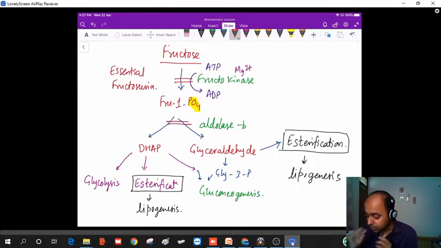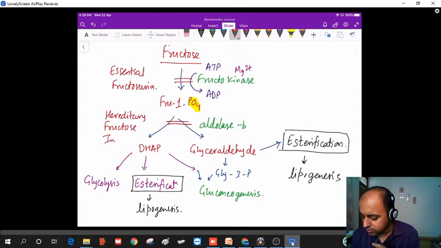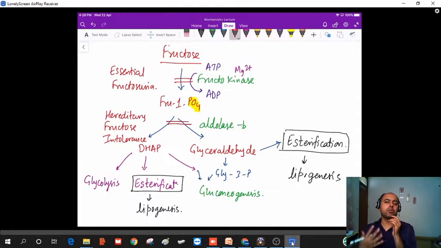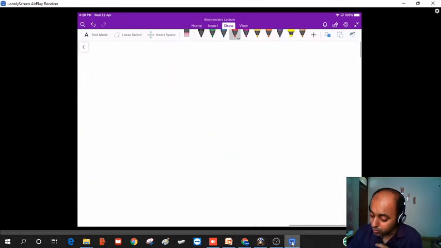In some individuals, aldolase B is absent. When aldolase B is absent, fructose 1-phosphate cannot be metabolized further. The condition is known as hereditary fructose intolerance. In this condition, there are signs and symptoms of the CNS, neurological signs and symptoms. There will be vomiting, lethargy, poor feeding, all of these signs and symptoms will be there in hereditary fructose intolerance. So two enzyme deficiencies can be there, giving rise to essential fructosuria and hereditary fructose intolerance. I'll quickly mention the important points about both.